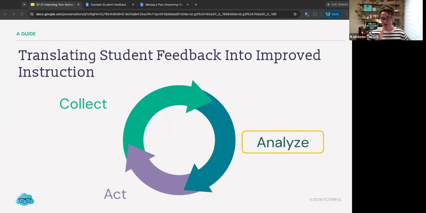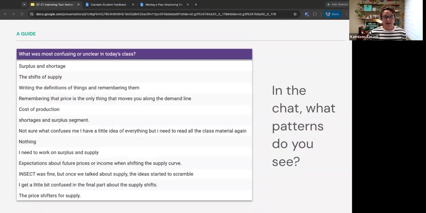So she has her data, she's ready to analyze it. Megan has generously shared this with us. So I would like you to take a moment to look over her students' feedback. And then in the chat, what patterns do you see? So these are all the responses to what was unclear or confusing from today's class.